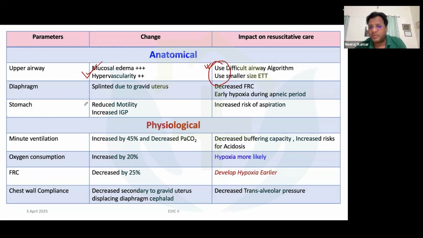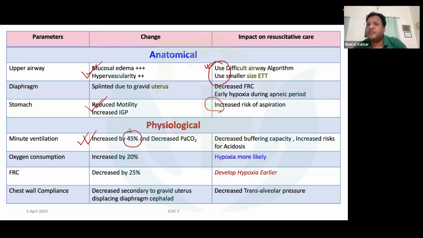Second important point, these patients have generally reduced motility, and they have increased gastric pressure. Intragastric pressure is increased, so they have increased risk of either GERD or aspiration. Now coming to the physiological changes, which they used to ask in the exam: how much change in the minute ventilation will there be? The minute ventilation will increase by approximately 45 to 50% from the baseline.